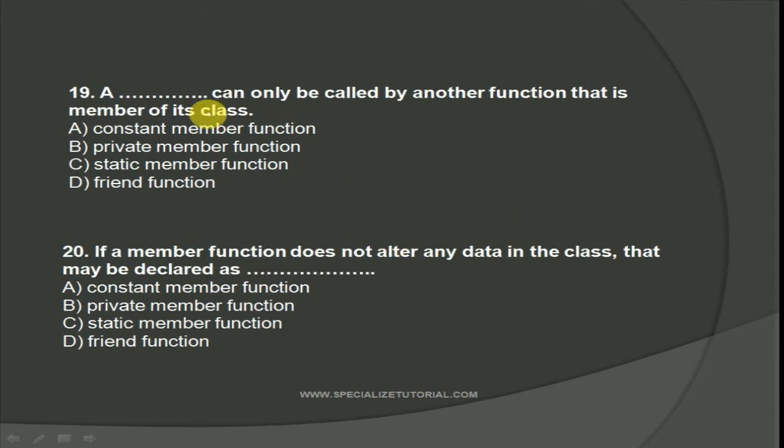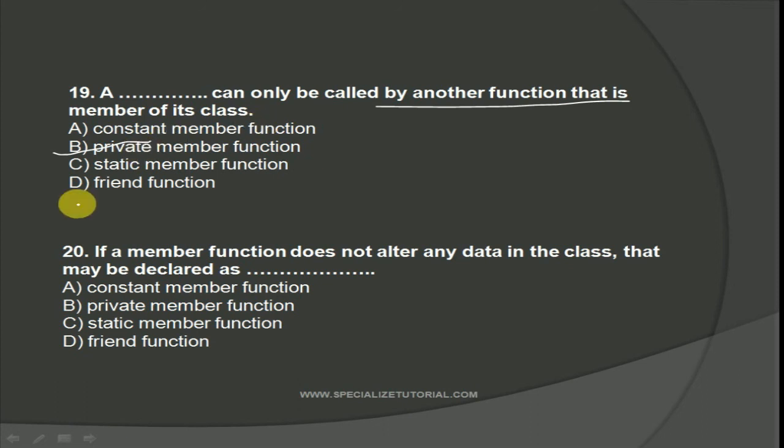Question number 19. What can only be called by another function that is a member of its class? The options are constant member function, private member function, static member function, and friend functions. So basically, a private member function can only be called by another function that is a member of its class.